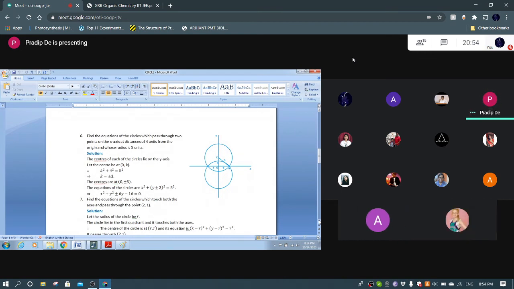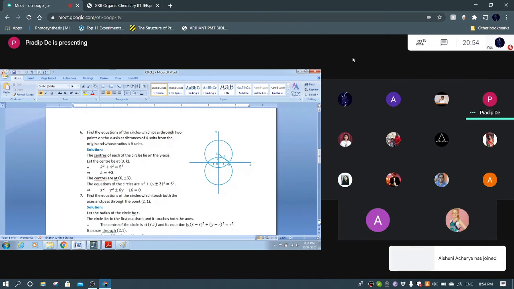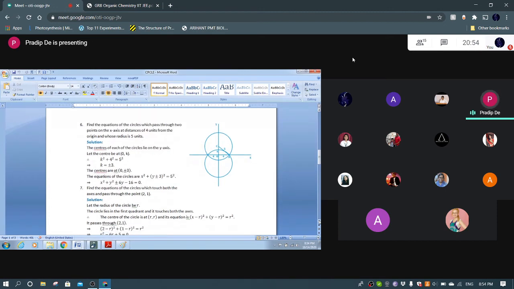So you get this equation. Then it passes through 2 comma 1. So we put x equal to 2, y equal to 1. And you get 2 minus r whole square plus 1 minus r whole square is equal to r square.